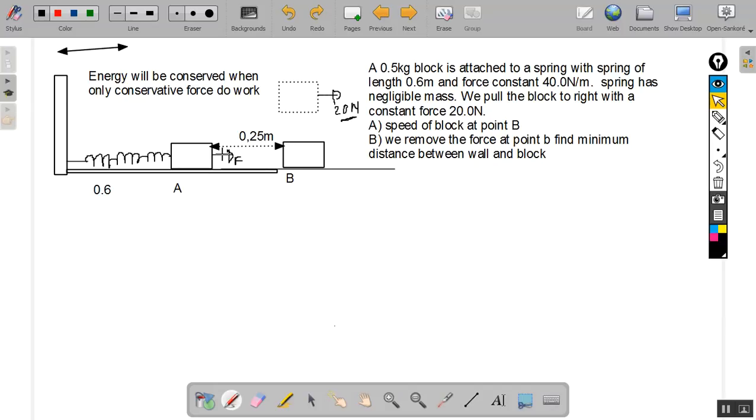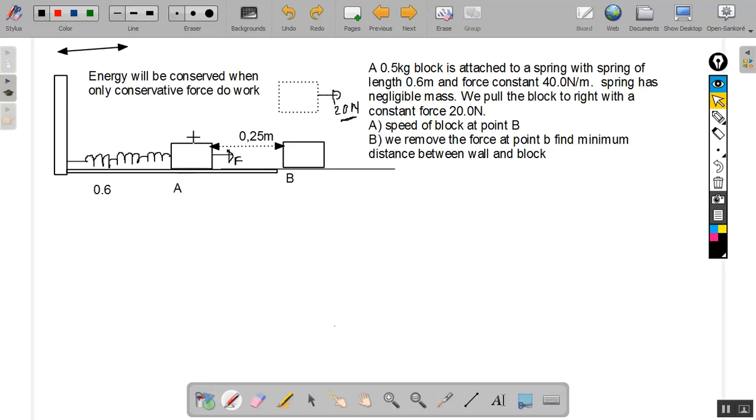After that, it vanishes. So I can say that F is not a conservative force. Why is it not a conservative force? Because it does not remain constant for the whole duration of observation. So F is not a conservative force. And the spring is a conservative force; you can see this in my lecture.